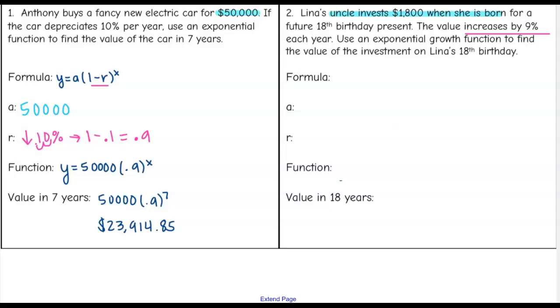All right, so Linda's uncle invests $18,000 when she was born. So it increases by 9%. So we're going to use the growth formula: y is equal to a times 1 plus r raised to the x. All right, we're going to put the initial amount for a, which is going to be 1,800.